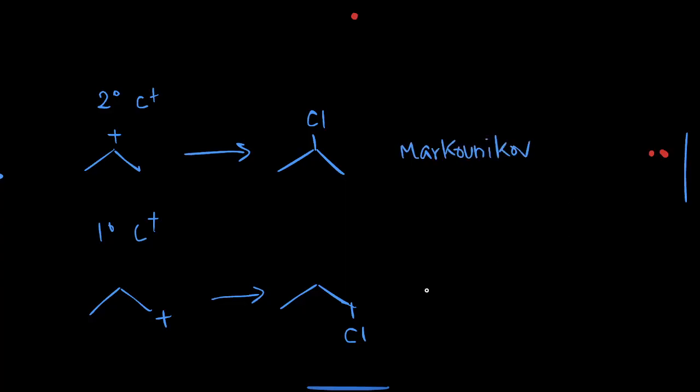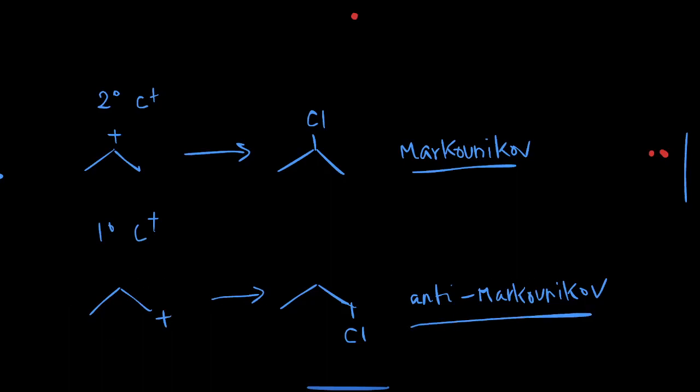And this one the anti-Markovnikov product. The more likely one to form, the major product here, is going to be our Markovnikov product, and the minor product, the one that forms directly from the less stable intermediate, is going to be the anti-Markovnikov. So by definition, Markovnikov's rule tells us that the product that is more likely to form is the one that is formed directly from the more stable intermediate.